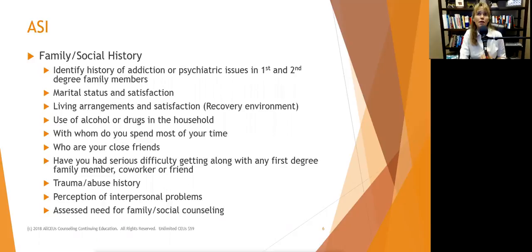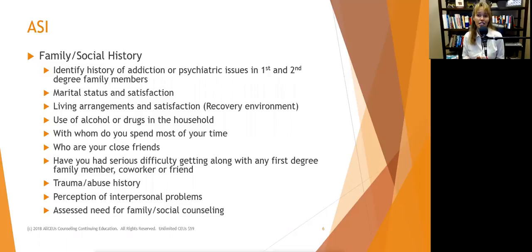With whom do you spend most of your time, and who are your close friends? We want to ask this because this helps us identify social support, and this also helps us identify anything we may need to help the person with in terms of interpersonal effectiveness skills. Have you had serious difficulty getting along with any 1st-degree family member, coworker, or friend? Again, identifying any interpersonal skills deficits that may need to be addressed.